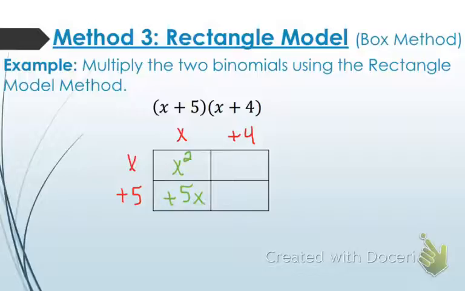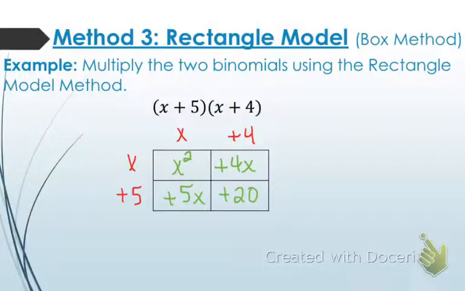Next rectangle, this one here. I'm going to use the dimension that is far to the left, which is x, and the one that is right above, which is 4. So x times 4 gives us a positive 4x. And lastly, for this rectangle, I'm going to use the dimensions for this number and this number. So that is 5 times 4, which gives us a positive 20. So I'm going to put it right here.